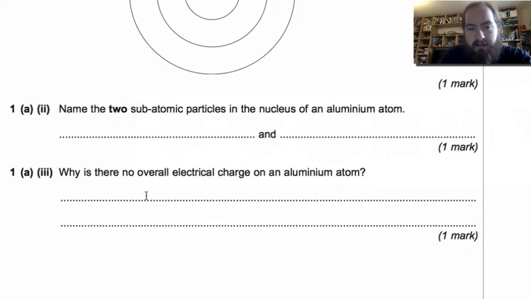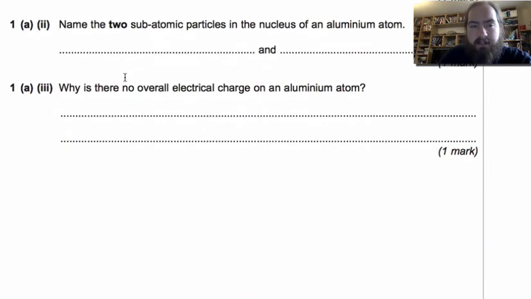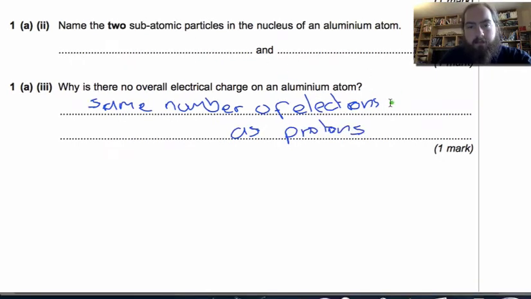Okay, so we know it must have 13 electrons and 13 protons. That is what makes it neutral. So we've got the same number of electrons as protons. Okay, and that would get that mark.